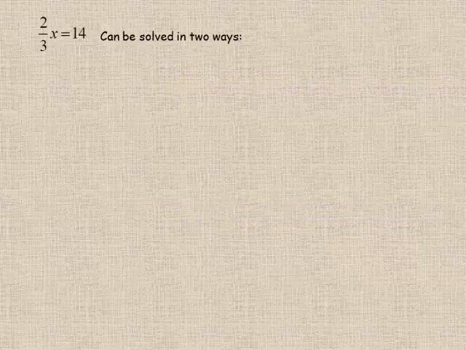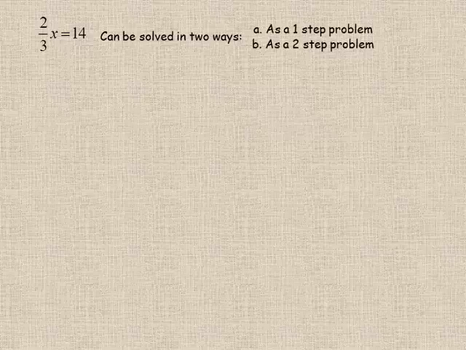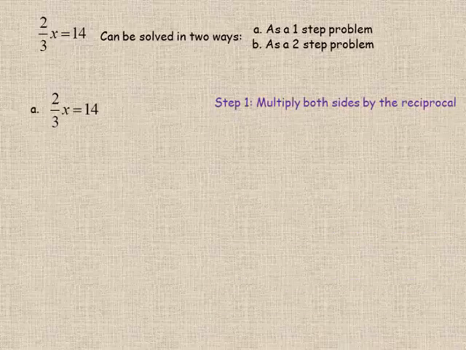Now, a fraction like this, 2/3 x, can be solved in 2 ways. 1 as a 1-step problem, and 2 as a 2-step problem, which I did do in the last lesson, but we'll look over it again. As a 1-step problem, I multiply both sides by the reciprocal. So I take 2/3 x is equal to 14, and I multiply both sides by 3/2.